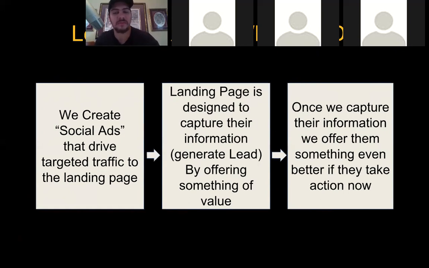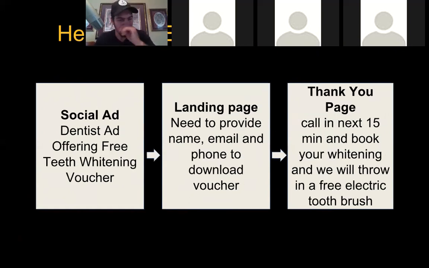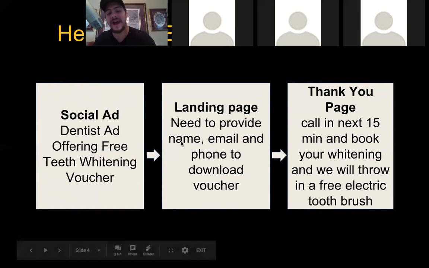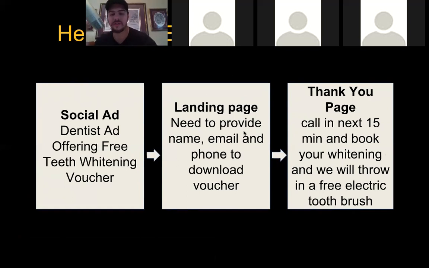So let me show you an example on this next page here. So here's the social ad. Pretend this social ad is for a dentist and it's offering a voucher for a free teeth whitening. So they see an ad on Facebook or Google or whatever, and it's saying, hey, go to this page and download this voucher to get a free teeth whitening, right? For them to download that voucher, they go over to this landing page and they need to provide us with their name, their email, and their phone number. So we just captured their information and we generated them as a lead.